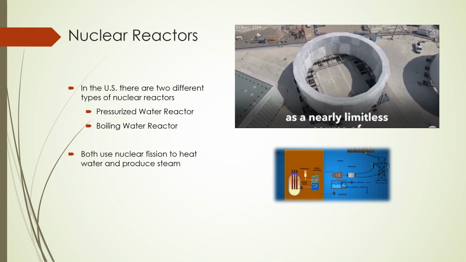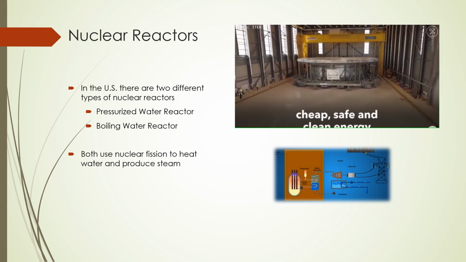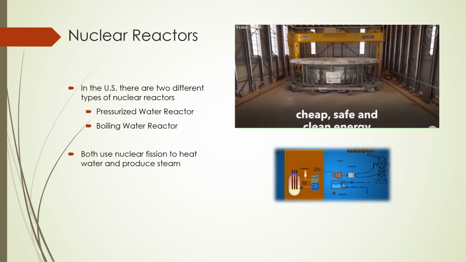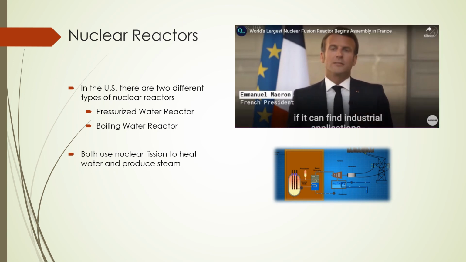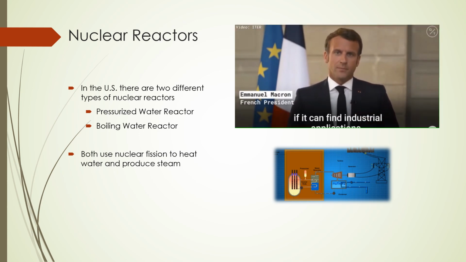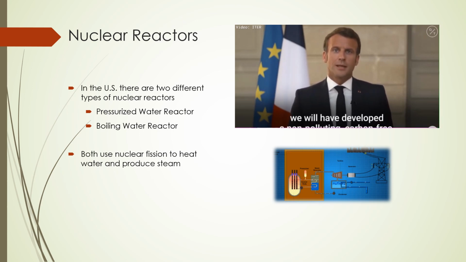Okay, so for nuclear reactors, there are two different types. We have the pressurized water reactor and the boiling water reactor, and we will get into these too. Both of them use nuclear fission, and since we're using water, in both types we have to heat that water, and then we produce steam.